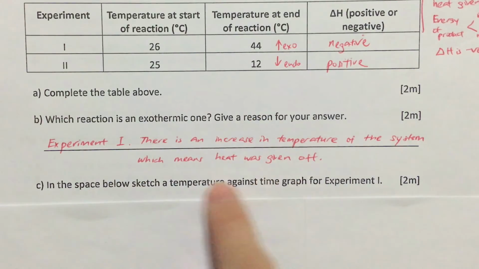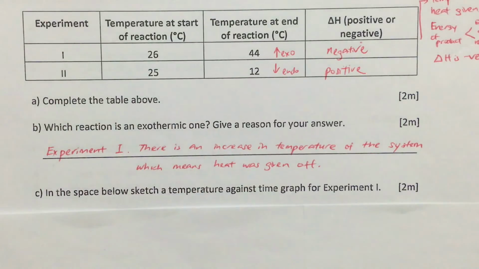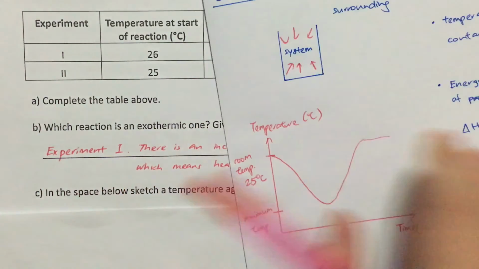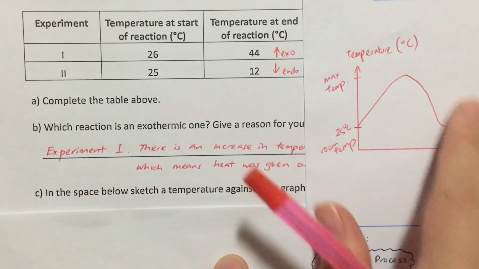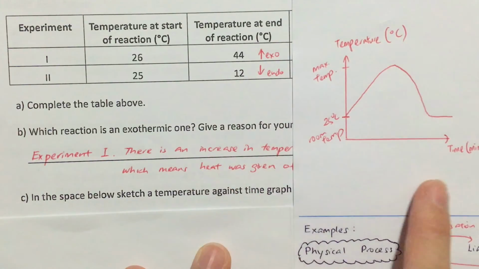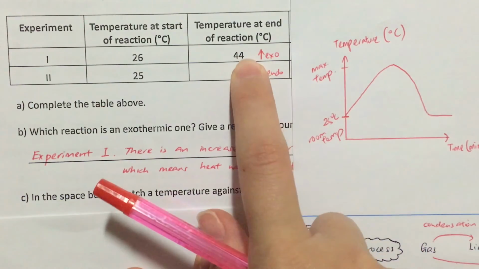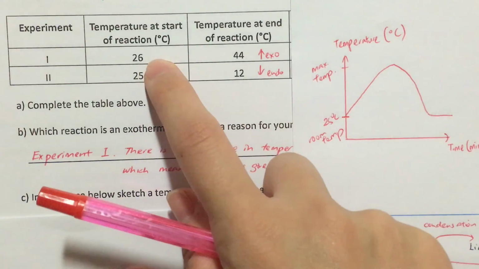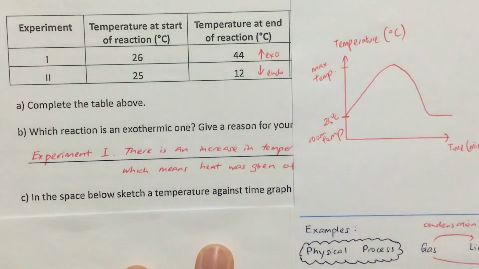Okay, and in the space below, sketch a temperature against time graph for experiment 1. So what you should do is sketch for experiment 1, which is an exothermic reaction. So you should sketch a graph like this, where it's temperature in degrees Celsius over time in minutes, and the maximum temperature will then be 44, while the room temperature will be 26 degrees Celsius in this case. It should go up and come down.